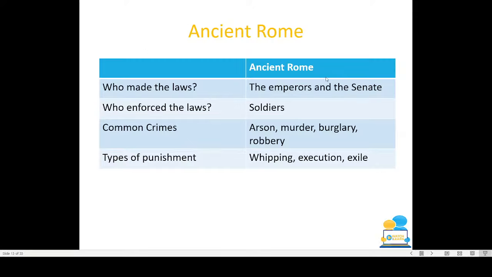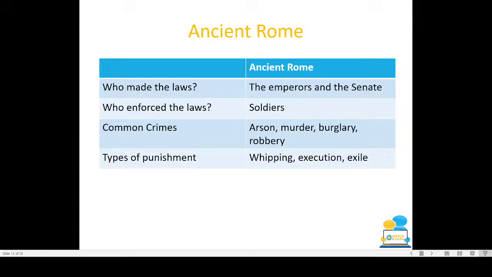Now, what I should clarify, guys, is these common crimes obviously aren't all the crimes that are committed, but these would probably be the most common that would happen. And the same with these types of punishments. These were probably the most popular forms of punishment in the ancient Roman Empire. So we have exile here, but just remember that that's only for those really in higher society.